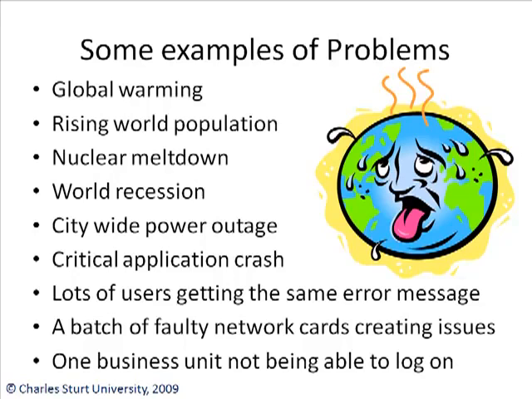You may have a critical application crash. Again, you may reboot the application. You still need to understand what happened and how to prevent it from happening again. You may have lots of users getting the same error message on their screen. Again, that's a problem. You may have a batch of faulty network cards all creating issues. Again, you've got a problem. You may have a whole business unit not being able to log on, so the service desk is swarmed with calls. And they may say to the users, reboot machine, reboot machine, reboot machine. Maybe something else is going on. So create a problem. Some examples here. It doesn't mean I already know what's causing it, okay? I'm just identifying problems here.